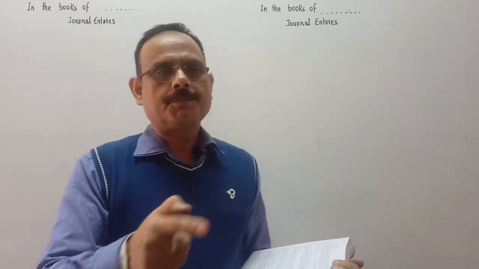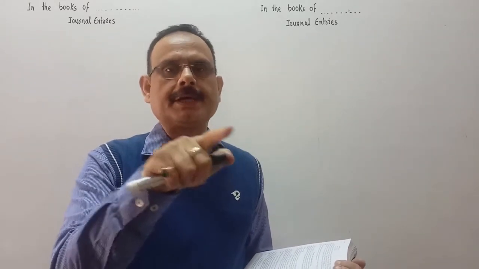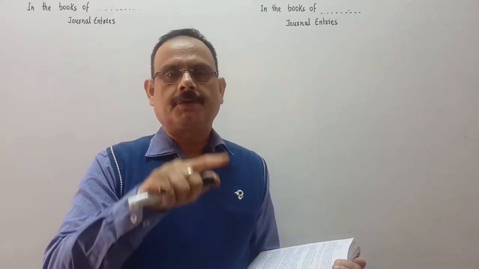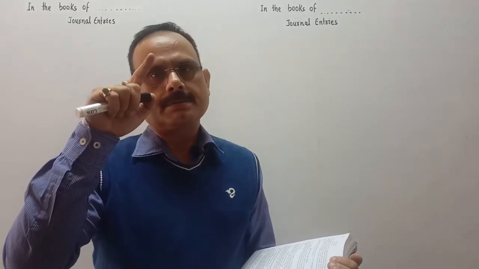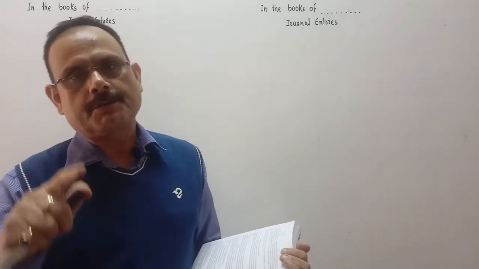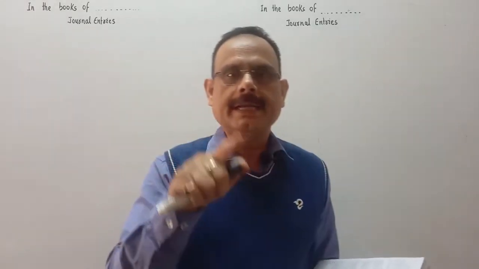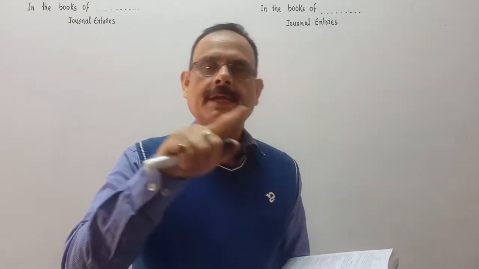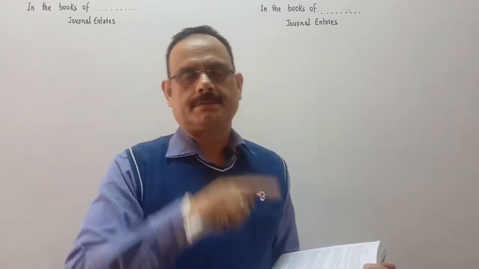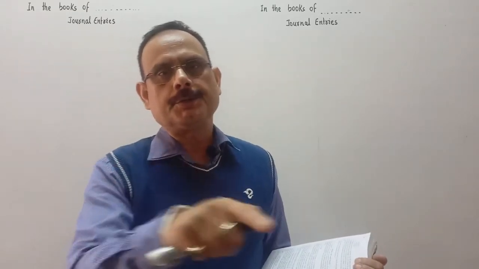This rebate, from the drawer's point of view, is an expense. The drawer will debit the rebate account, whereas for the drawee it's an income, so the drawee will credit the rebate account. It may happen that sometimes the drawee pays the amount to the drawer before the date of maturity. Then the drawer may allow the drawee some rebate for payment of the bill before the due date.